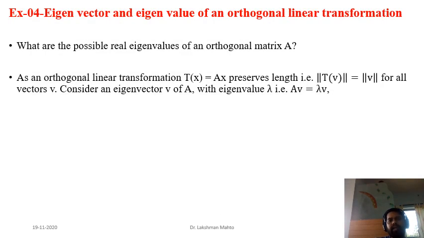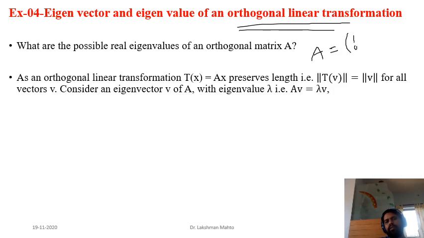Now I will talk about eigenvalues and eigenvectors of an orthogonal matrix, or orthogonal linear transformation, in general. One situation you have already seen: take an orthogonal matrix like this, 1 0 and 0 1. Definitely it is the identity matrix, but right now I am calling it an orthogonal matrix. Why? Because the columns of this matrix happen to be perpendicular to each other. Also they are unit. That means the columns of A are orthonormal in nature.